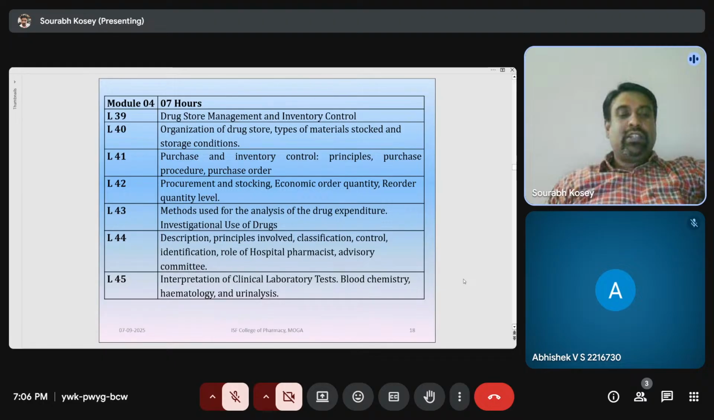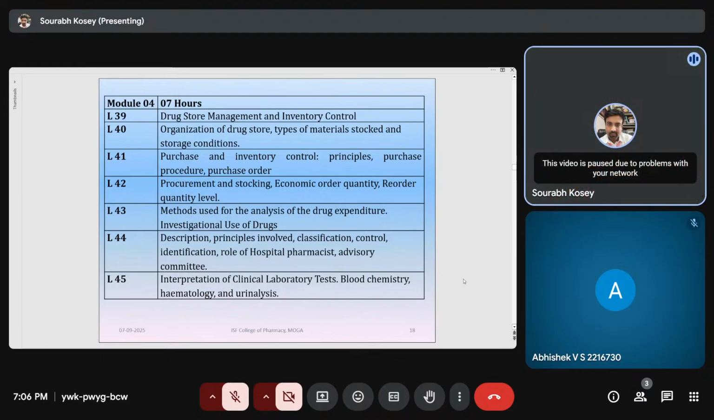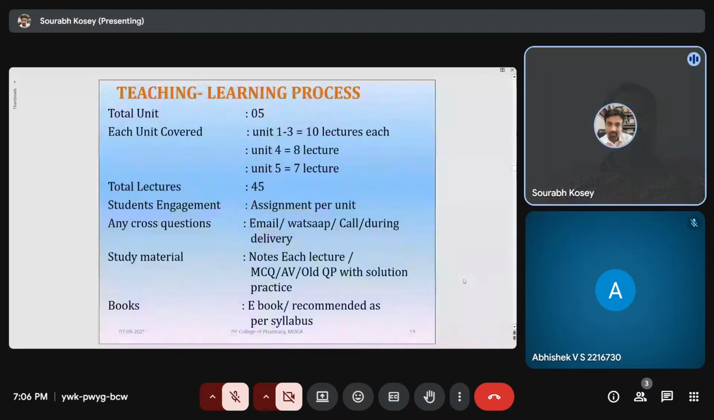So that is the curriculum. In your teaching learning process, in total you have 5 units. Units 1 to 3 have 10 lectures each, and units 4 and 5 have the remaining lectures. Total assigned lectures for the Pharmacy Council of India is 45. And your student engagement part is an assignment per unit.